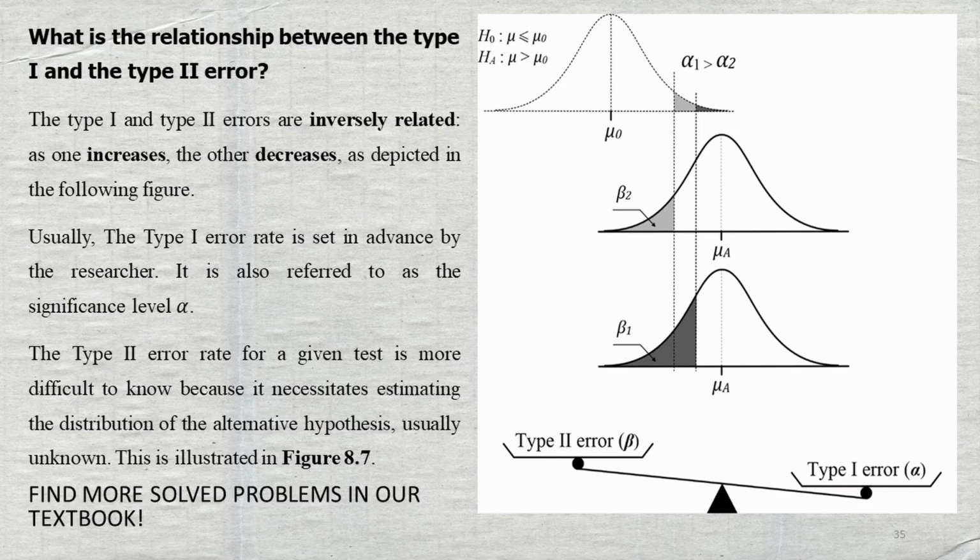Usually, the type 1 error rate is set in advance by the researcher. It is also referred to as the significance level, alpha. The type 2 error rate for a given test is more difficult to know because it necessitates estimating the distribution of the alternative hypothesis, usually unknown. This is illustrated in Figure 8.7.